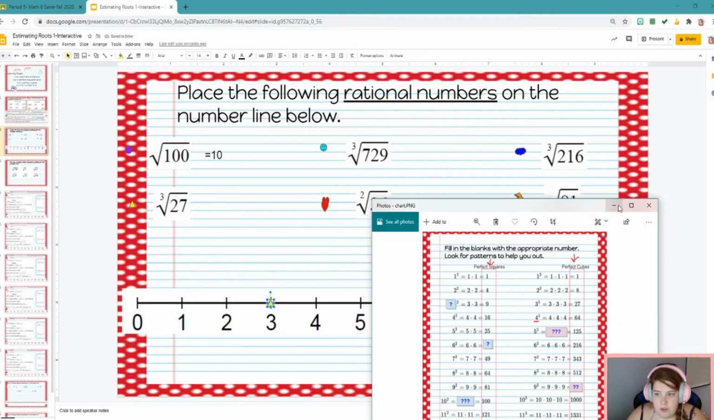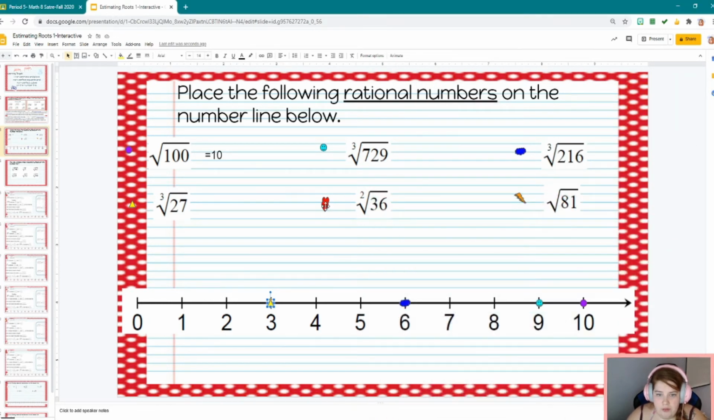And then square roots are pretty easy. The square root of 36 is 6 times 6. So notice I'm going to have an overlapping, or maybe I'll just put them above each other. And the square root of 81 is 9. So look how easy that was. I can use my chart to help me figure out where these numbers go.